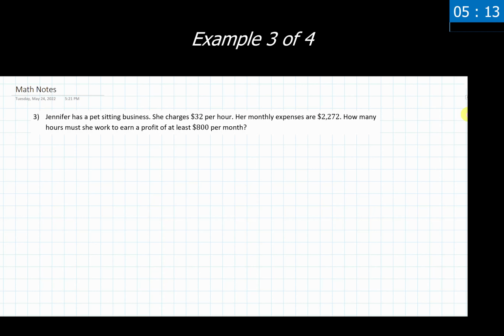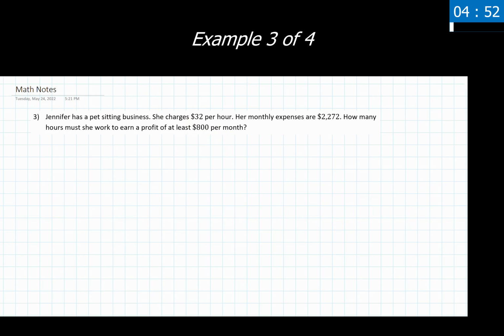Taking a look at example 3, we are told Jennifer has a pet sitting business. She charges $32 per hour. Her monthly expenses are $2,272. How many hours must she work to earn a profit of at least $800 per month?